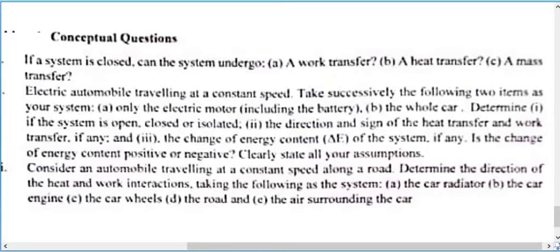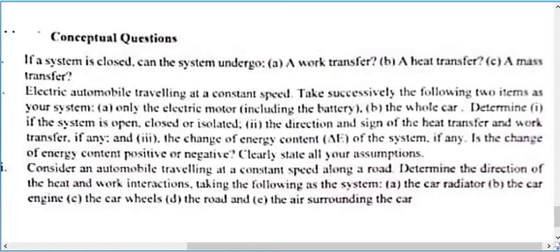So the question: if a system is closed, can the system undergo (a) a work transfer, (b) a heat transfer, (c) a mass transfer? Roman 1. Roman 2. An electric automobile travels at a constant speed.